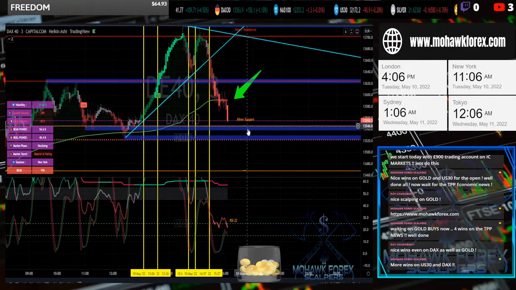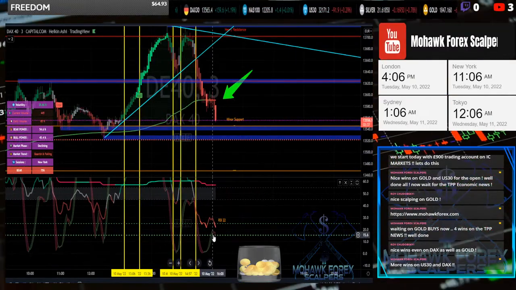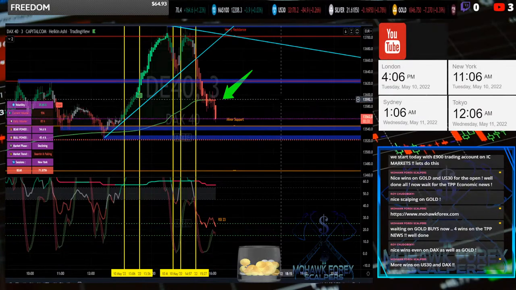It's very close to a support line now, so again, look, stochastic's red, RSI's red. Somebody might have nipped in on that really quick.